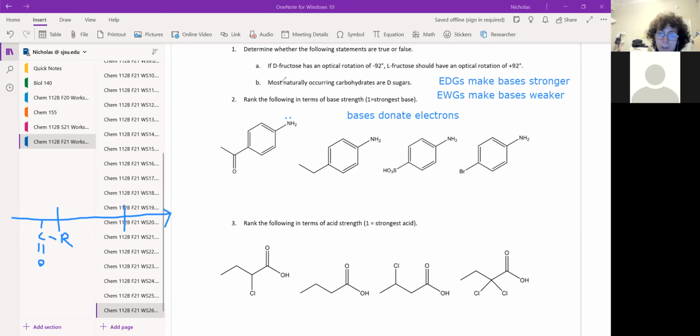So here's the carbonyl. How about the ethyl group? Yep, left end of the right side, basically. It's an alkyl group, so you can call it an R group, it shows up there. What about SO3H? Yep, far left. It's one of the stronger withdrawing groups. And then where's bromine show up? In the middle.